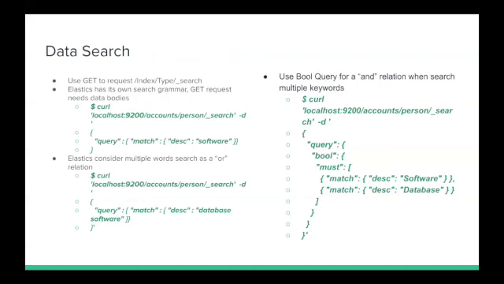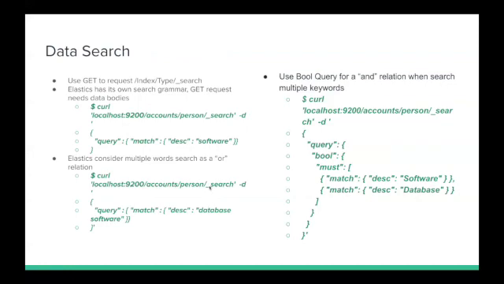And the next part will be the search logic. You can see the code here is searching for database and software. But in the default mode, Elasticsearch considers it an OR relationship. The code here is an example search for database or software. So in this case, it's either database or software contained in the database.